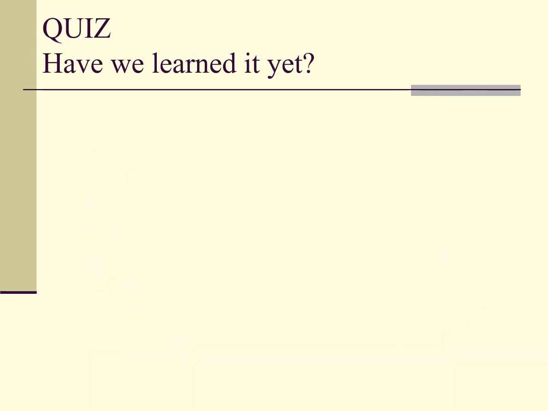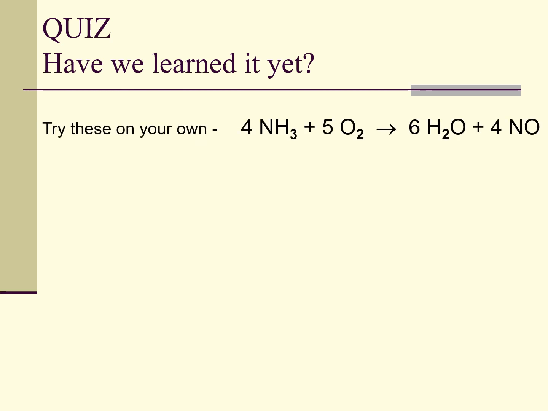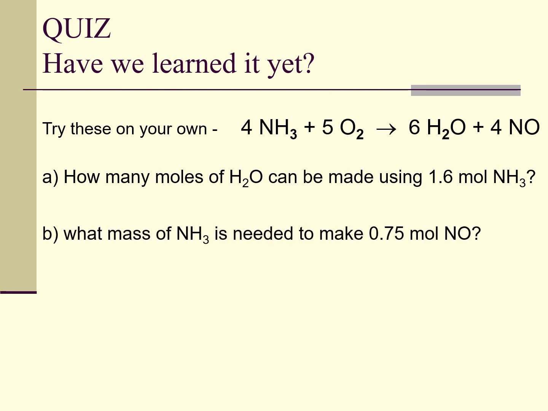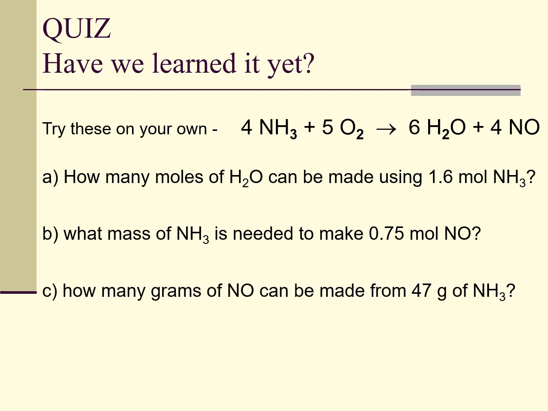And so for your assignment or for your quiz, you need to try this out. Still about ammonia and oxygen. First problem is how many moles of water can be made using 1.6 mole of ammonia. What mass of ammonia is needed to make 0.75 mole of nitric oxide? And the third is how many grams of NO can be made from 47 grams of ammonia?